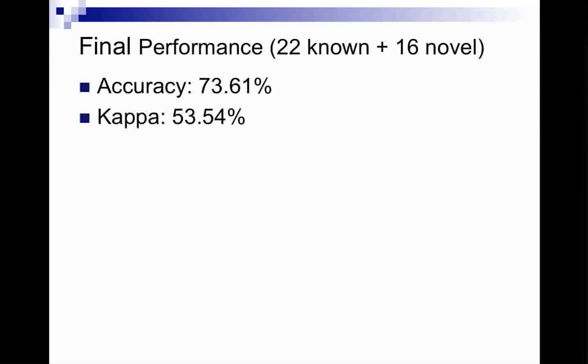Remember, we have a 38. Oh, sorry, maybe this is a typo. The 36 tag types. And the kappa is about 53.54, which means my model learned a pretty lot.